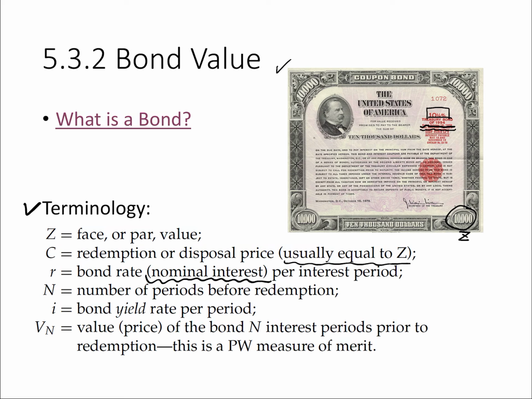And another term is r. r is the bond rate per interest period. Okay, but usually it is given as a nominal annual interest rate. Remember, we have learned the nominal annual interest rate in the last class. You will use that here. So the bond rate is the interest rate you use per interest period to calculate how much interest you get from that bank or that country issuer.